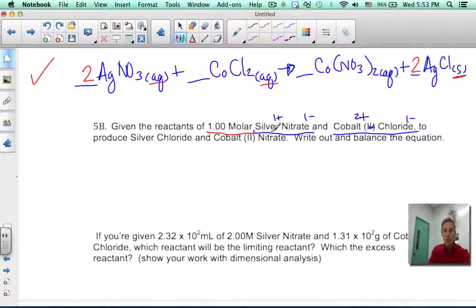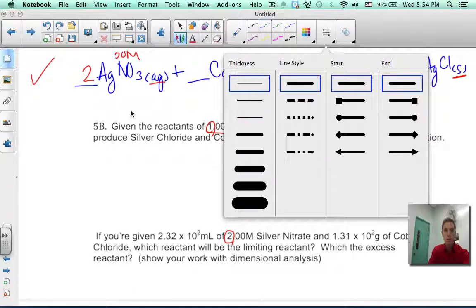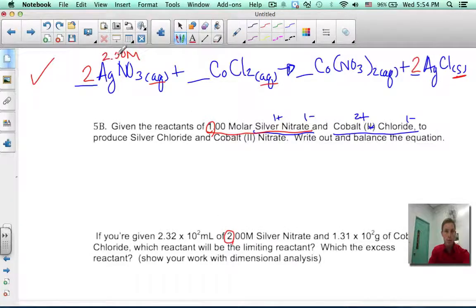If we have 1 molar silver nitrate, so this is 1.00 capital M, that means 1 mole per liter of the silver nitrate. Write out a balanced equation. Okay. If you're given 2.32 times 10 to the second milliliters of the 2 molar silver nitrate. Okay, so we had a little discrepancy in my question. So that's all right. We'll just change it. So here we go. We'll just make that into 2 molar. So the question stays with what it is.